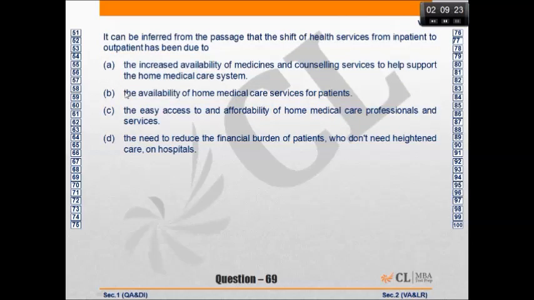Okay. 69. It can be inferred from the passage that the shift of health services from inpatient to outpatient has been due to increased availability of medicines and counseling systems.